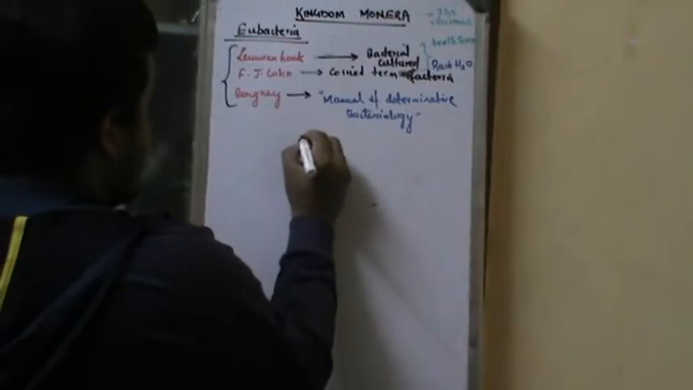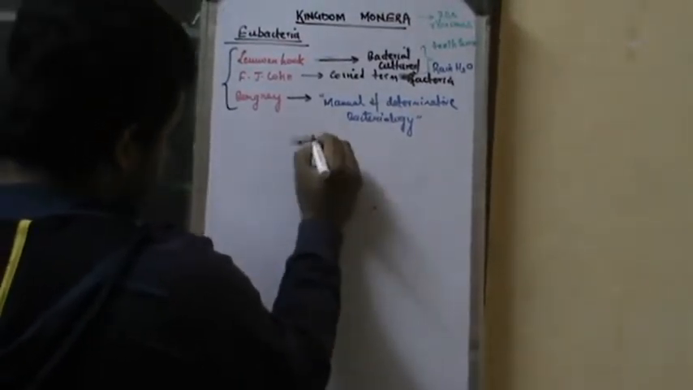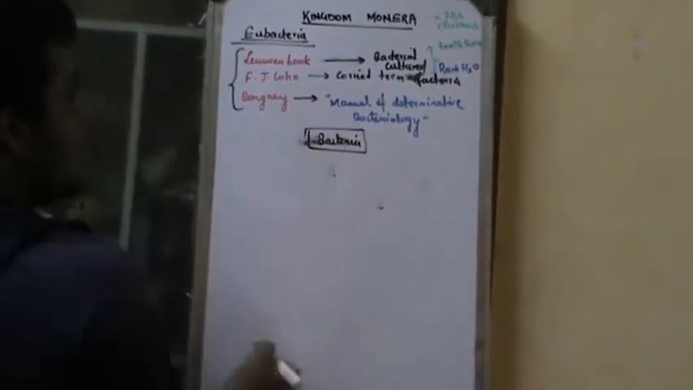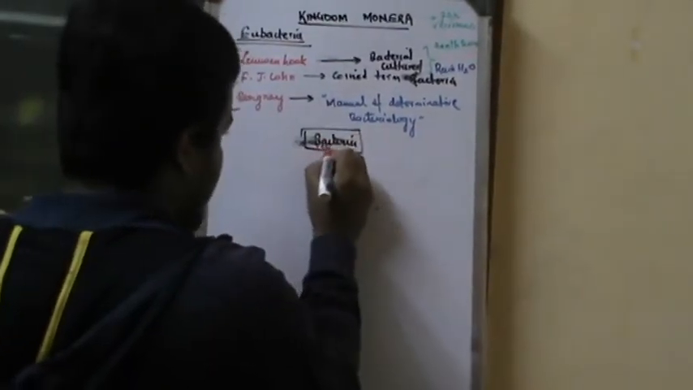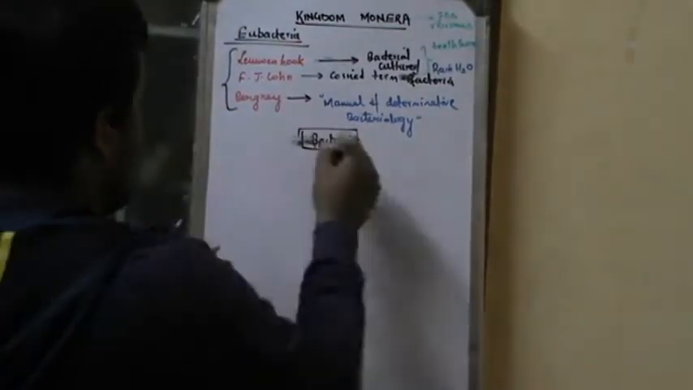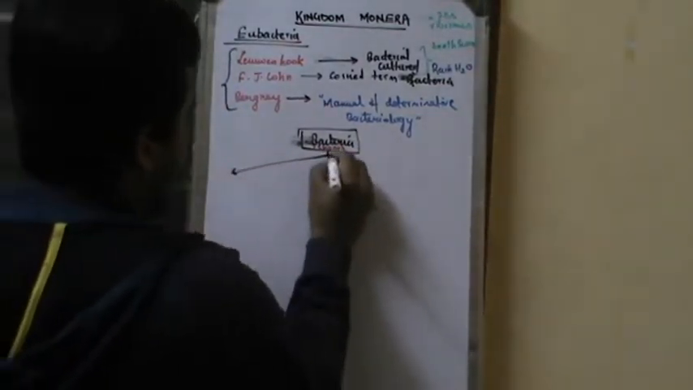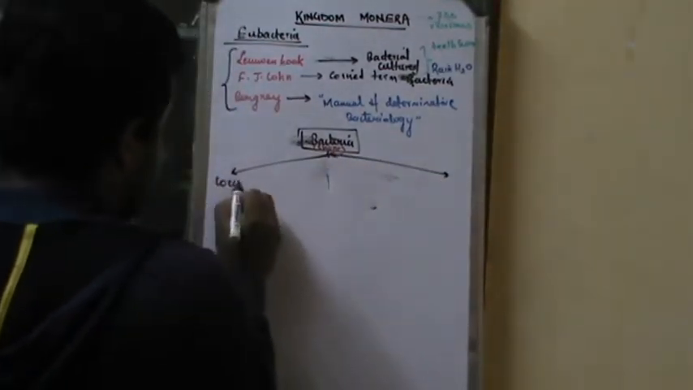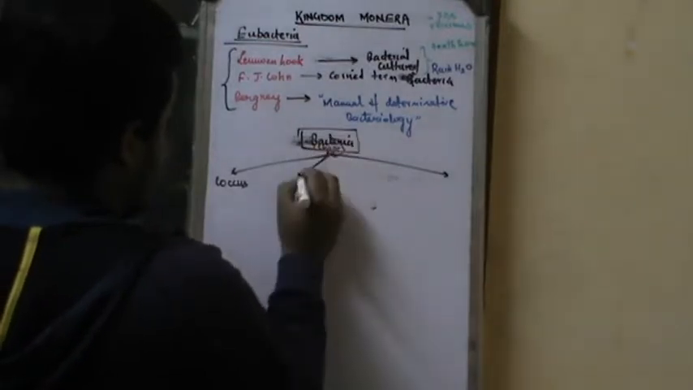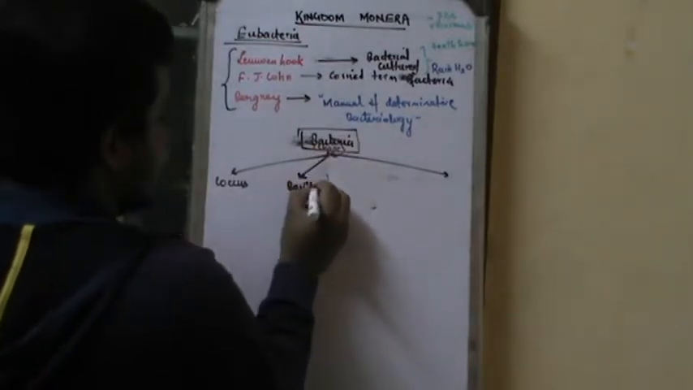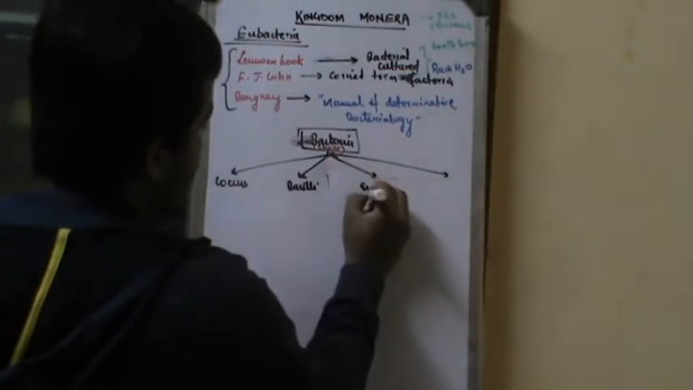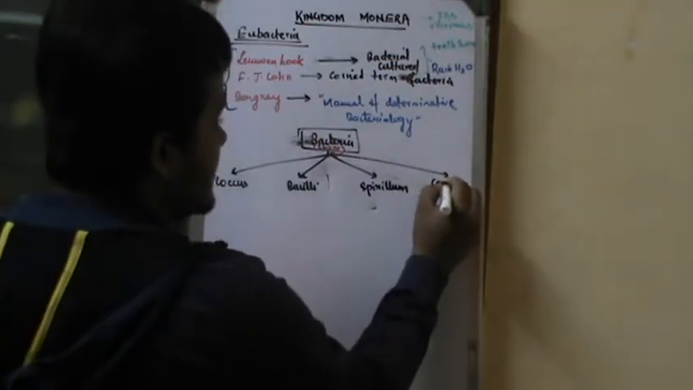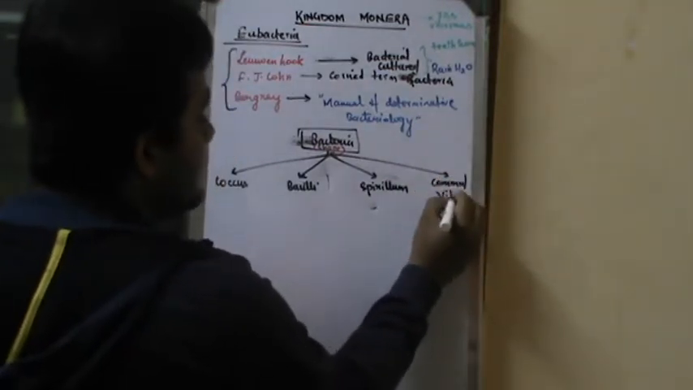If I go by shape, see, bacteria is basically classified into many types. On the basis of shape, bacteria is classified into 4 major categories. One is your coccus, another is bacilli or bacillus, another is spirillum, and another is comma shaped or vibrio. It's going to be important.